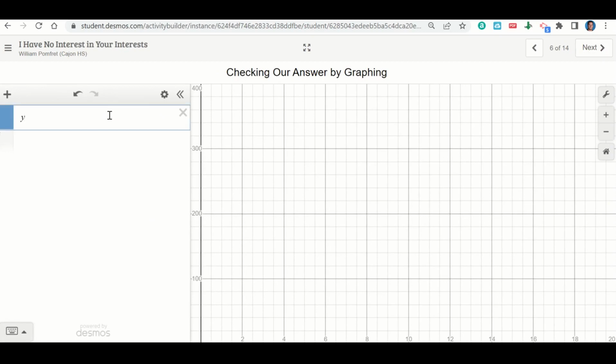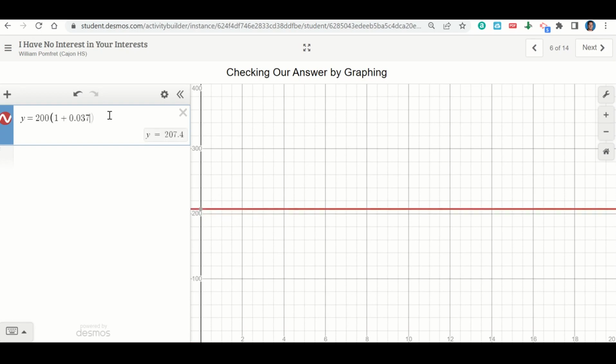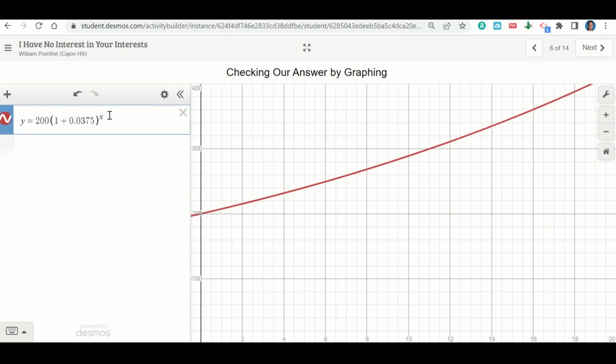And we're going to check our answer by graphing it. So we're going to put y equals this time instead of the amount, right? So y equals 200 times 1 plus 0.0375 to the x power. There's our curve. And we can see that after 1 year, which is here, if we click on it, we can see that we're about 207.5 right there. So we can see that that is the correct answer. We checked our work and it shows that we did it correctly.